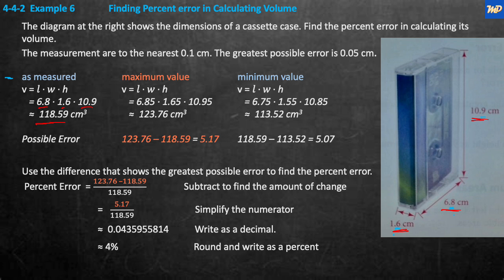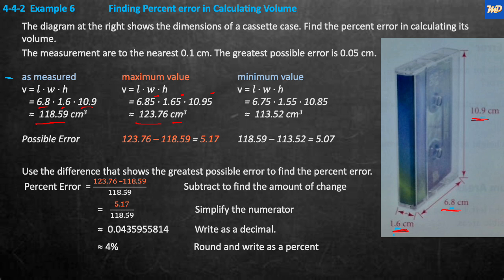The maximum value is you're going to take the maximum, right? So in this case, it was 6.8, but now we have to raise it by 0.05. So the number is going to be 6.85, and it's 1.65 because a half of a tenth is added to each, times 10.95. And when you do that, you're going to get 123.76 centimeters cubed. Cubed because it's centimeters times centimeters times centimeters.